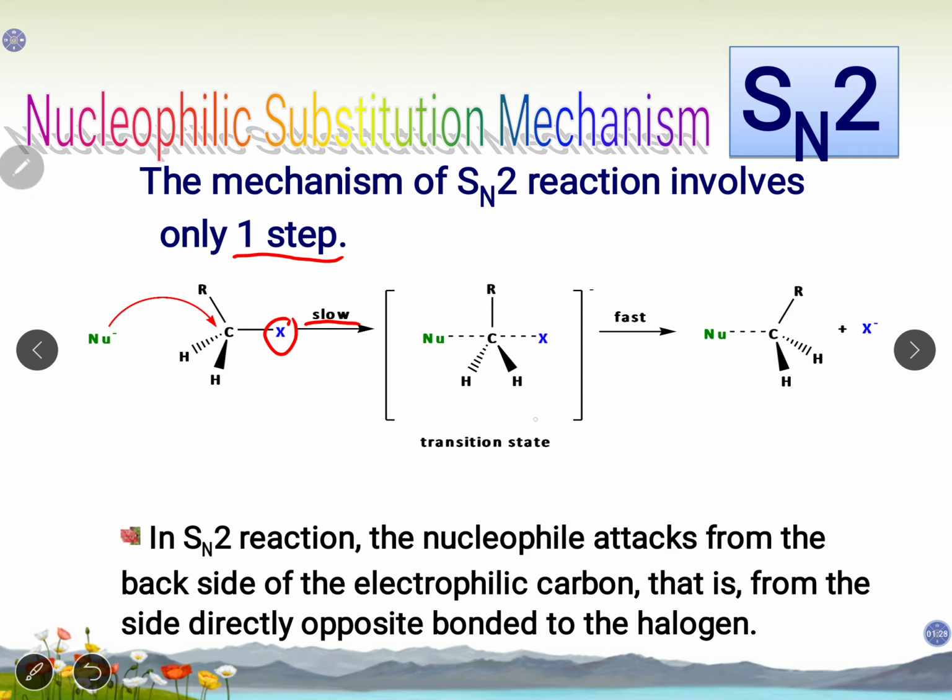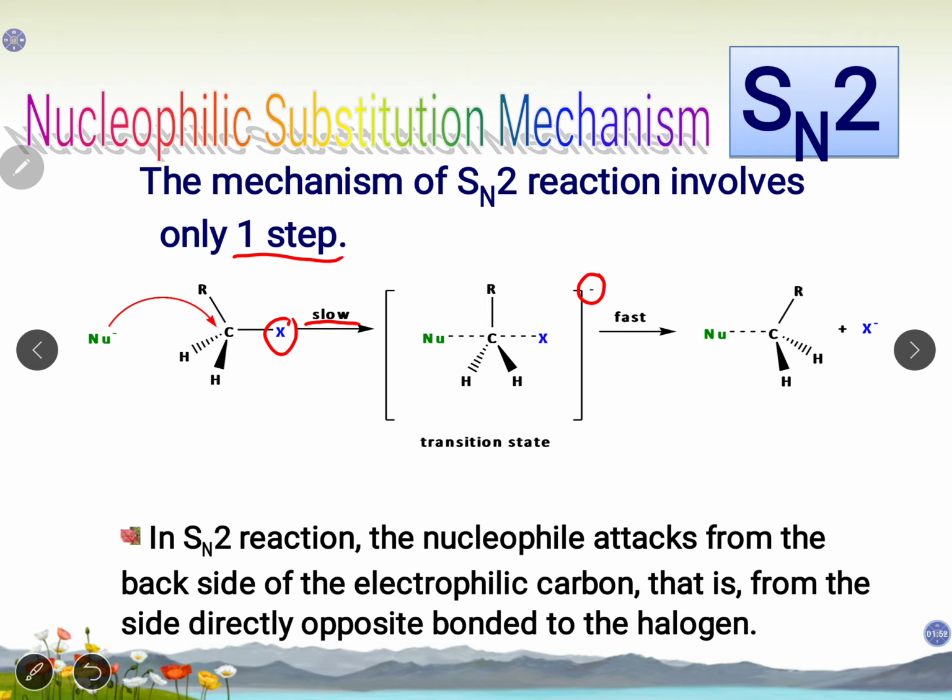after the nucleophile attacks the carbon from the backside, the carbon, the halogen and also the nucleophile will form a temporary bond, which is represented by the dotted line here in the structure. This structure is called the transition state. In the transition state, we can see that there is a negative sign outside the box.